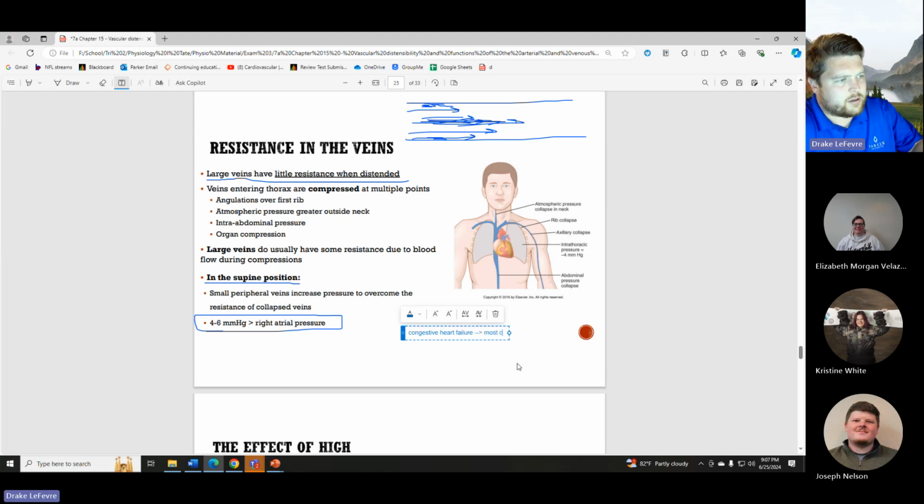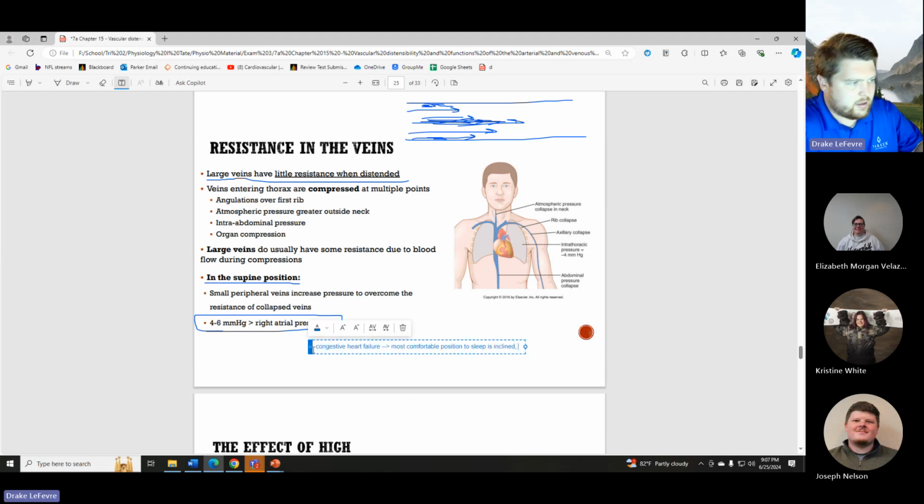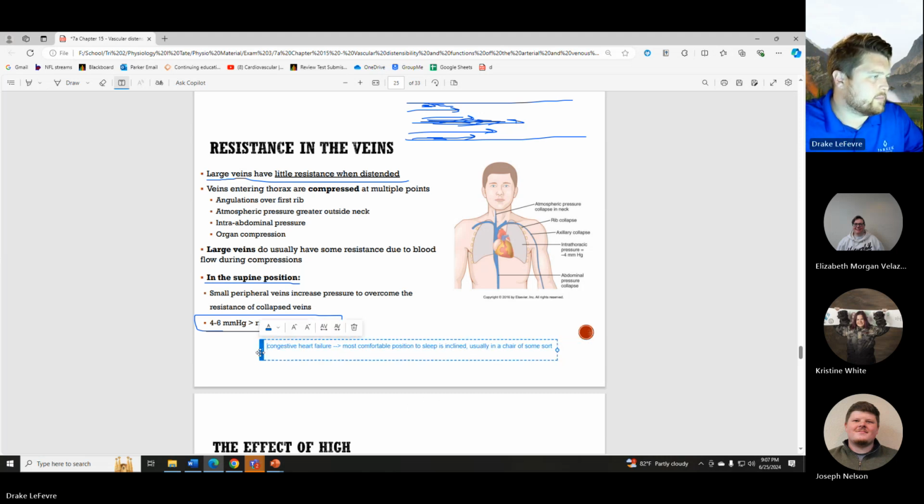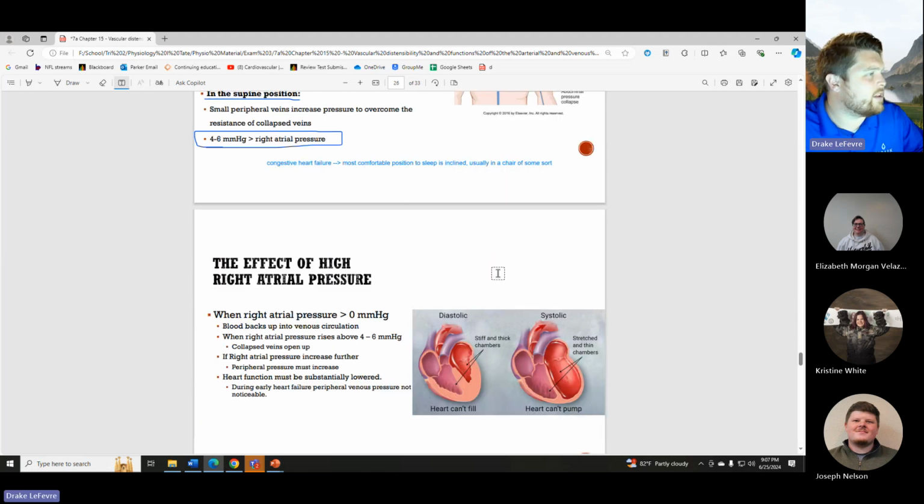Most comfortable position to sleep is inclined. Usually in a chair of some sort, like a recliner chair. That'll pop up quite a few times.